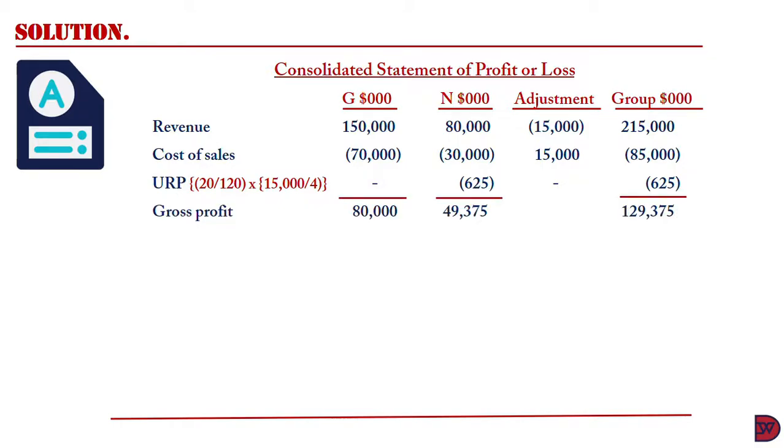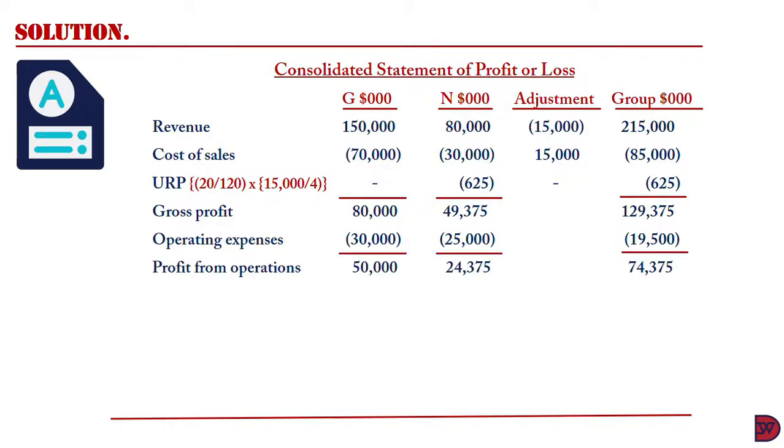Then gross profit will be 80 million for Garrett, $49,375,000 for N. The group profit will be $129,375,000. Come to operating expenses, $30 million for Garrett, $25 million for N. Group expenses will be $19,500,000. Profit from operations will be $50 million for Garrett, $24,375,000 for N. Group will be $74,375,000.